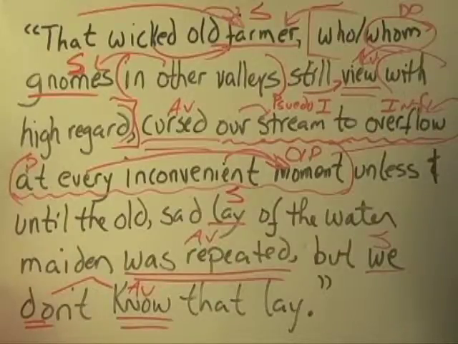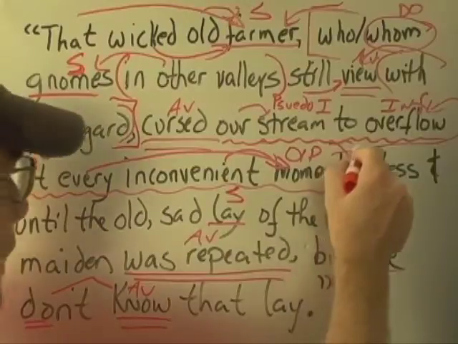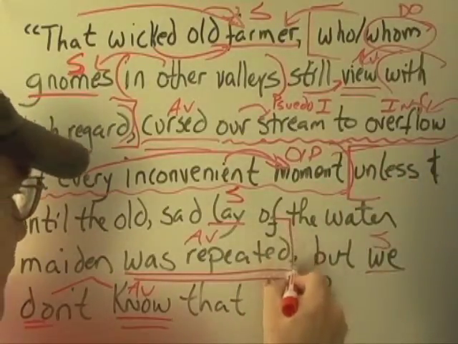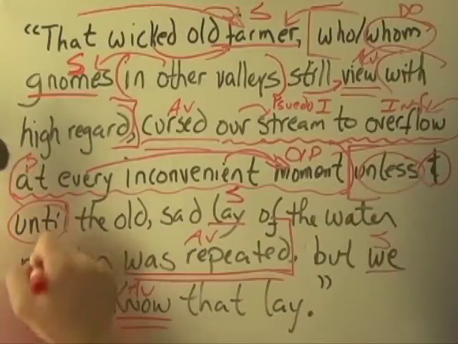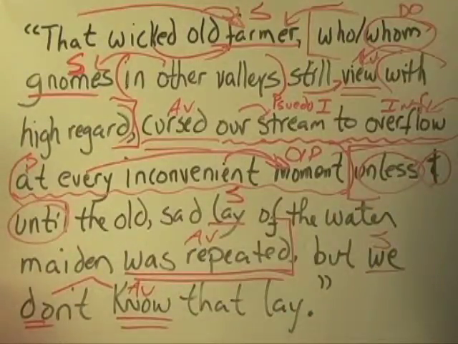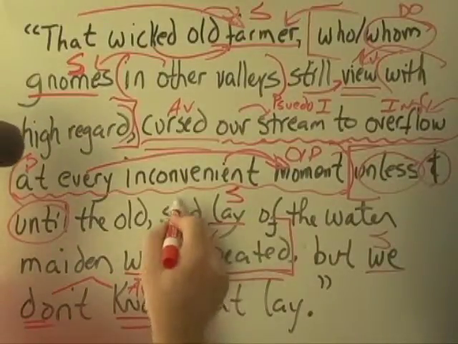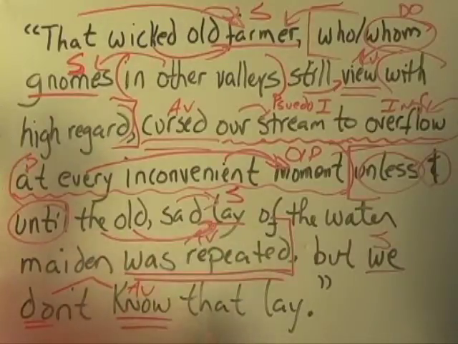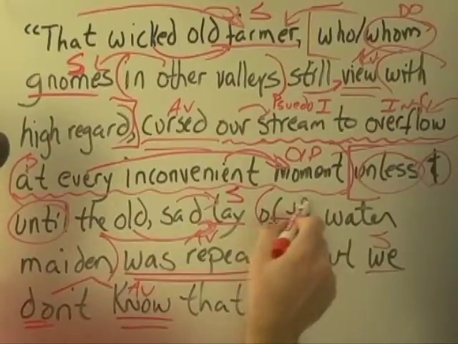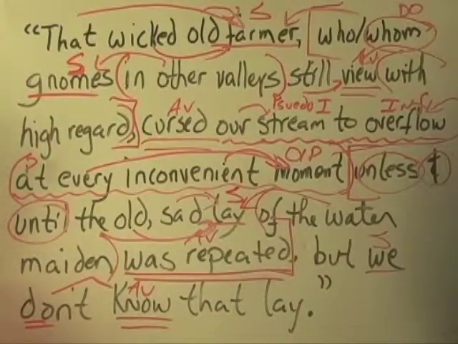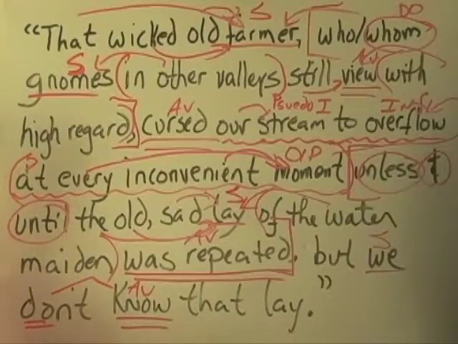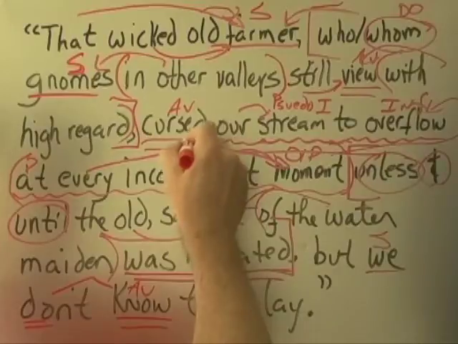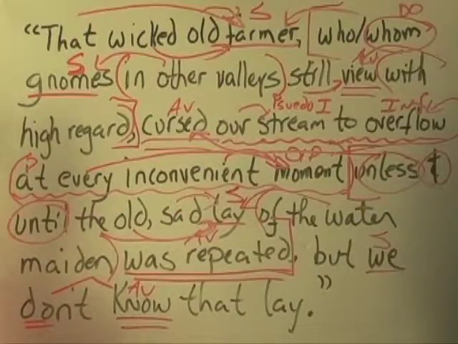Unless and until the old sad lay of the water maiden was repeated. Looks to me like we've got a subordinate clause with a fun little double subordinate conjunction joined by that coordinating conjunction, unless or until. They're just subordinating the clause that follows. It's the sad lay, it's the old lay, it's the lay of the water maiden. This is describing the lay as well, was repeated. All of that subordinate clause is almost surely going to be adverbial, and I think it probably is, modifying the main verb up here. It's getting difficult to read this, I apologize. I'll always slow it down, I suppose, stop it, take a look at it.